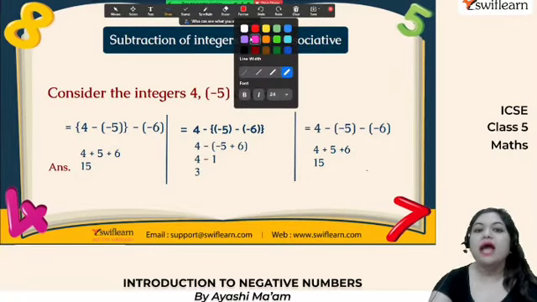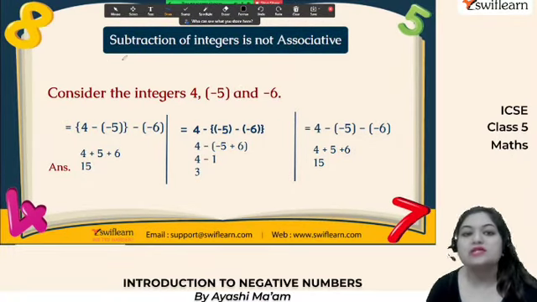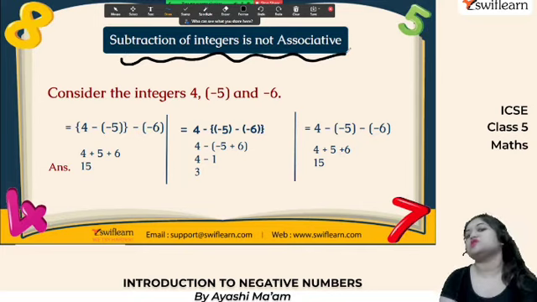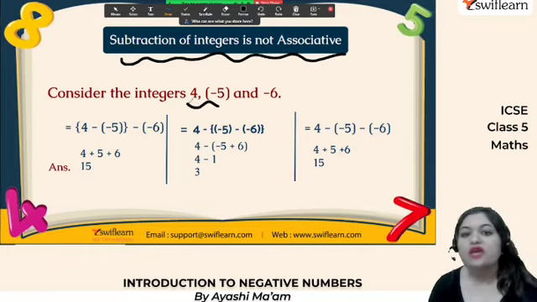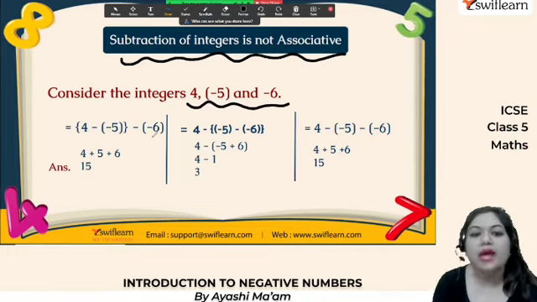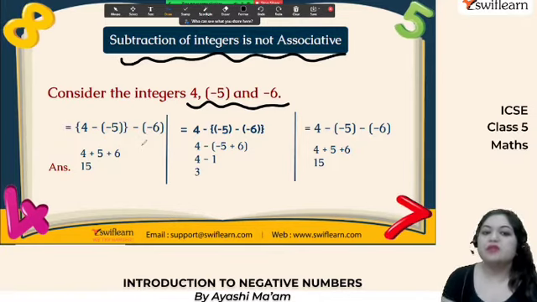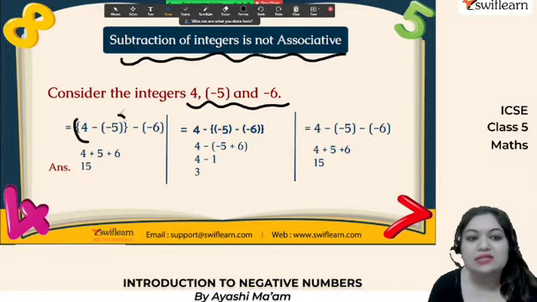And not only that, it is not associative as well. Subtraction of integers is not associative. So when we have these three integers, 4 minus 5 minus 6, and we are subtracting them, at first let's take these two.